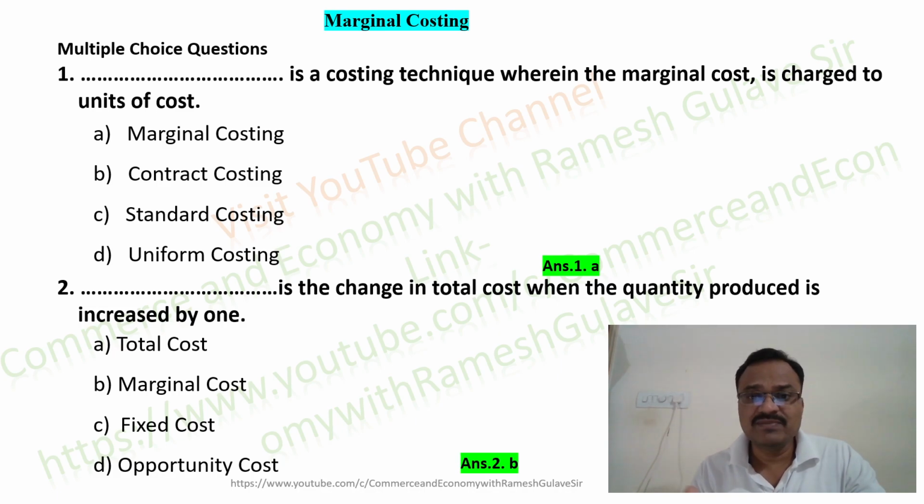So obviously there will be a change in the total cost, which is 5000. If the total cost becomes 5050, right, if total cost is increased by rupees 50, then we can say that the marginal cost in that case is rupees 50, right? So basically marginal cost is the cost of producing one extra unit or one additional unit. So for question number 2, marginal cost is the change in the total cost when the quantity produced is increased by 1. So here option B is the right answer.